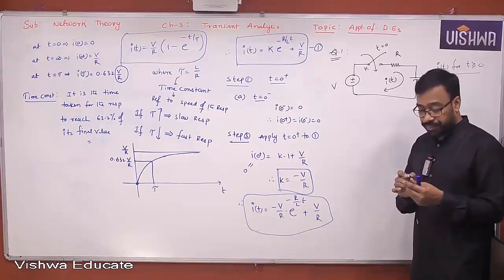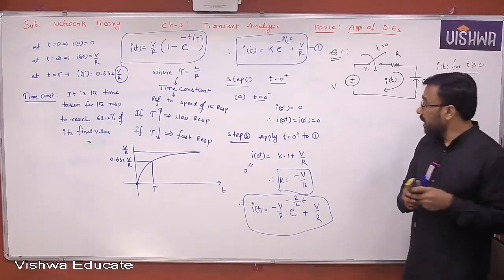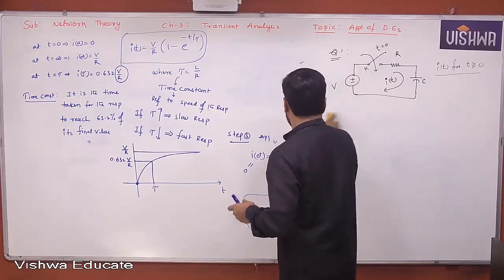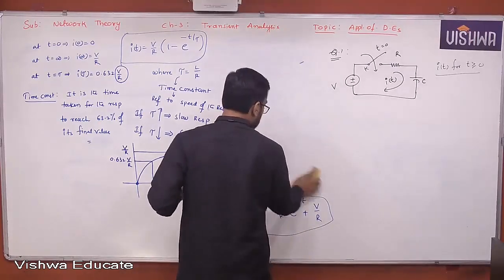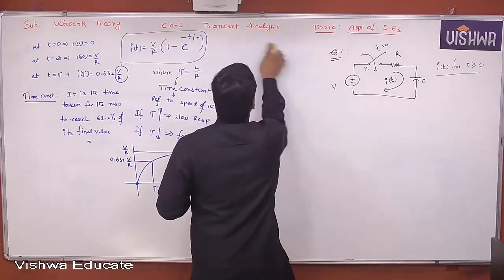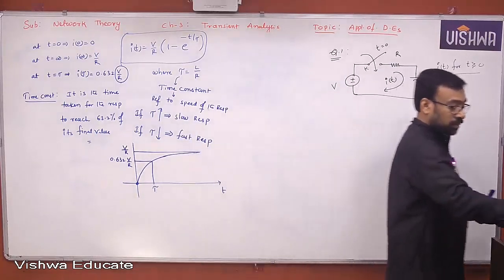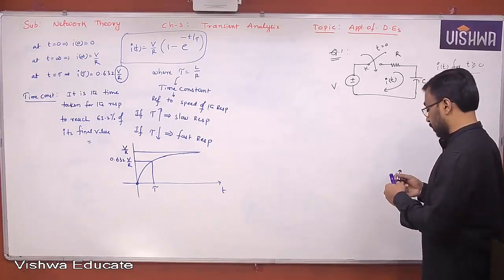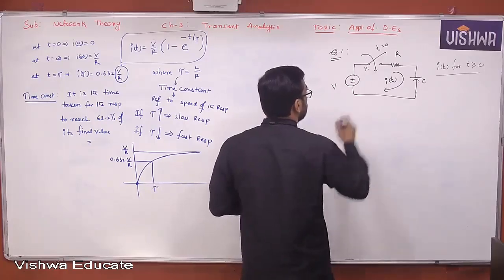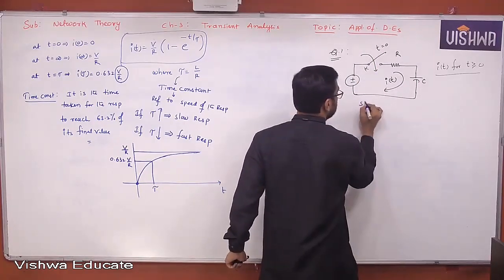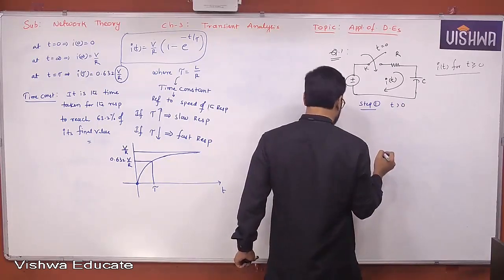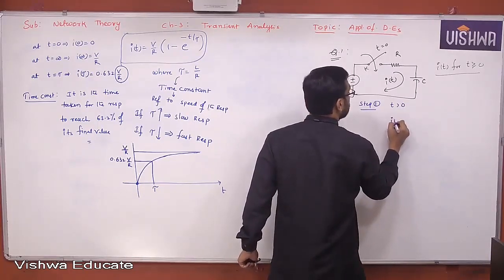Understand all of you, okay? Hope this part is also over. Now let's go with the RC series circuit. Again, the same step by step. For t greater than 0, first you obtain the differential equation.